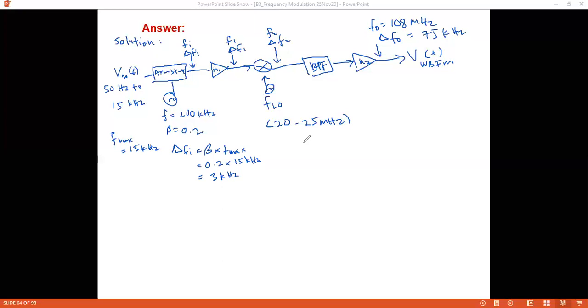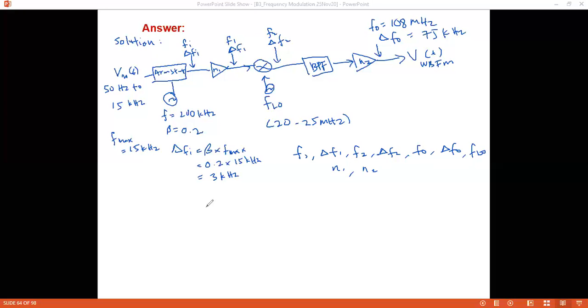So you need to solve all the others, which is F1, what is F1, delta F1, and also F2, delta F2, and then F out, delta F out. We need to also label our FLO, N1 and N2. So these are the important parameters that we have to label in our block diagram.